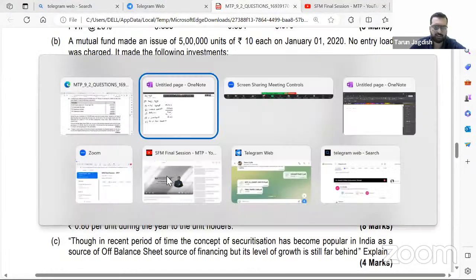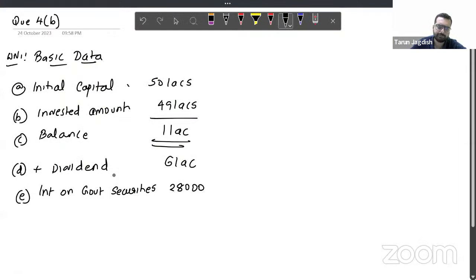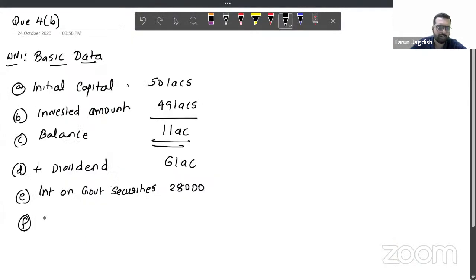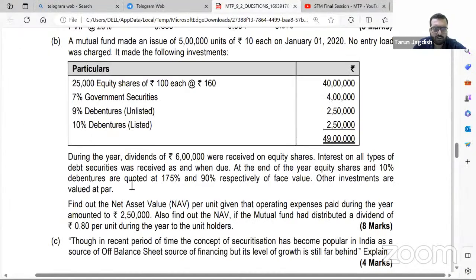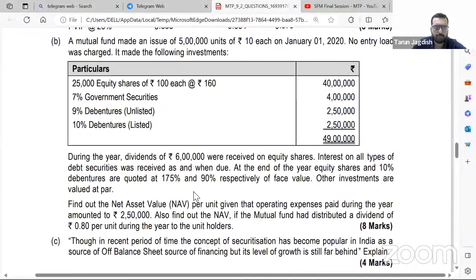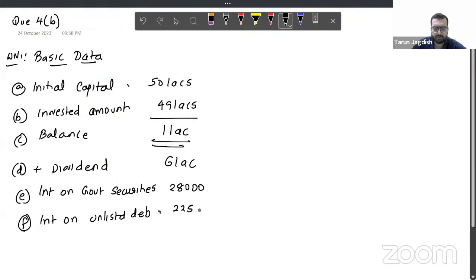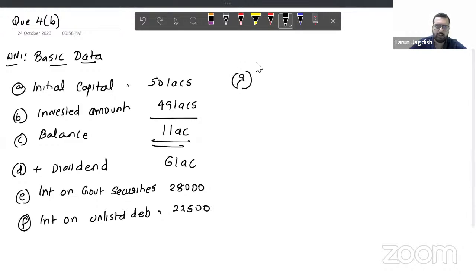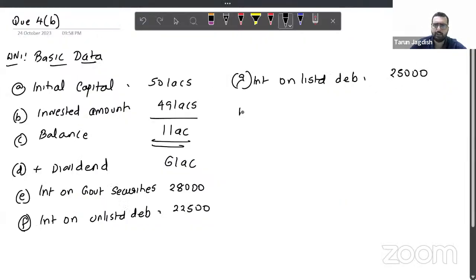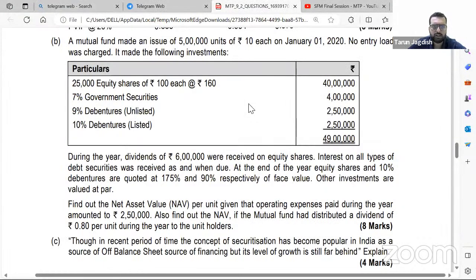Interest on government securities. Will that turn out to be 28,000? All right. Point number F, 2,50,000 into 9%. That is 22,500. Interest on unlisted debenture. How much is that? 22,500. Okay. EFG. 10% debentures listed. So interest on listed debenture will be 2,50,000 into 10%, which is 25,000. Everybody clear? Then what next have they told?